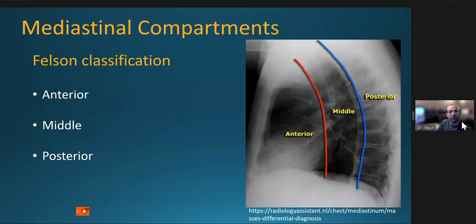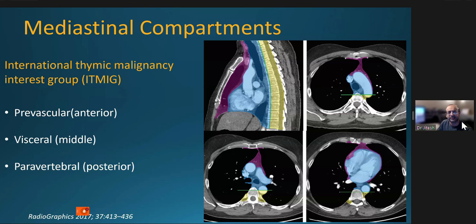So in 2014, the International Thymic Malignancy Interest Group proposed a classification to standardize the mediastinal compartment classification, and to localize these mediastinal masses. So now this has become the standard of classification. This is used by radiologists, surgical oncologists, medical oncologists, radiation oncologists. So this has become the standard to use. This classification is based on CT. And in this classification, this is a three compartment classification again.